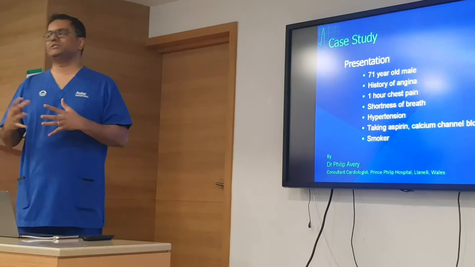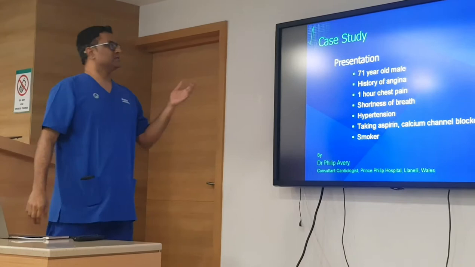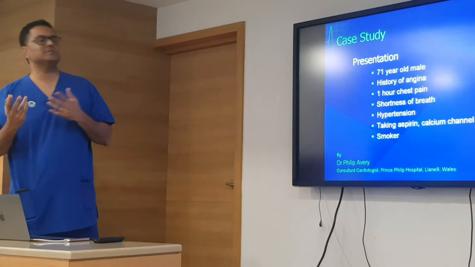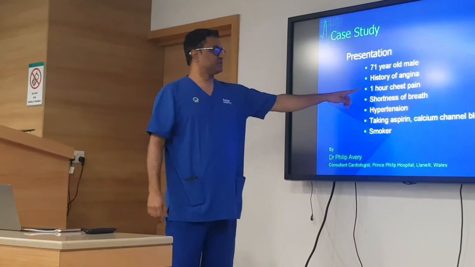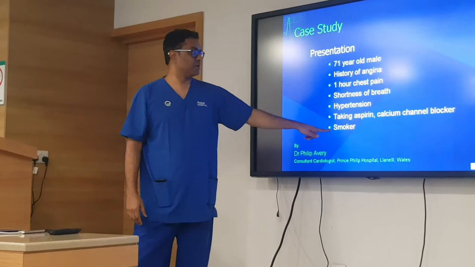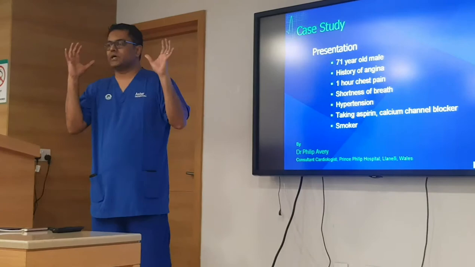So the 71-year-old has typical angina pain for 1 hour. Sometimes angina can occur at rest. In MI, the severe situation, they'll be sitting down and they can get pain. So that is usually unstable angina or MI. He had 1 hour of chest pain with breathlessness, he's hypertensive, he's taking aspirin and amlodipine, and he's a smoker. So he's got all the risk factors, isn't it? He's 70 plus, a smoker, hypertensive. So already the suspicion of a cardiac cause is high in these patients.